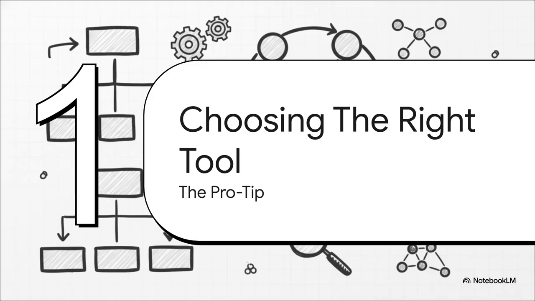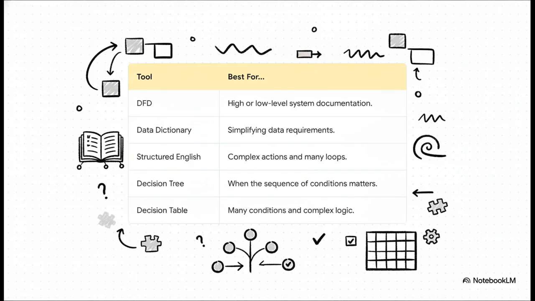Okay, so we've just seen a bunch of really cool, powerful tools. But being an expert isn't just about having the tools, it's knowing when to use each one. And that's our next big topic, the pro tip on choosing the right tool for the job. This chart right here is your cheat sheet. It's pretty straightforward. Need a big picture view? Grab a DFD. Need to get specific about what your data means? That's the data dictionary. Got a process with a ton of steps and loops? Use structured English. If the order of questions is key, go for a decision tree. And if you've got a tangled mess of conditions, the decision table is your best friend. It really is just about matching the tool to the problem.